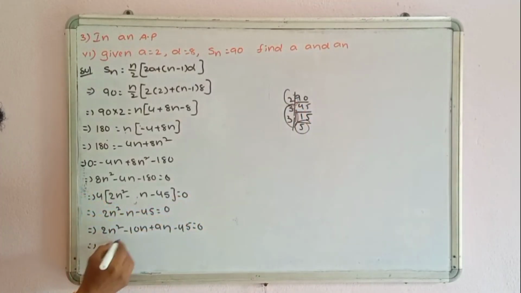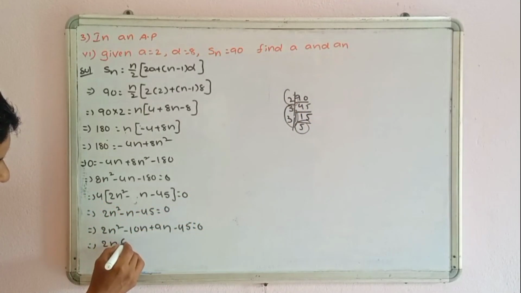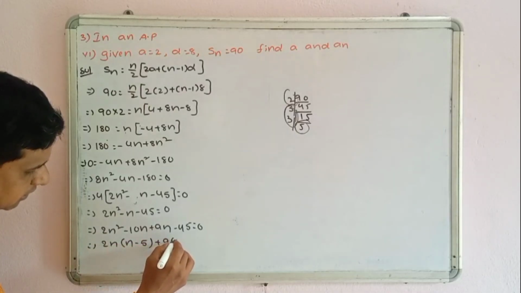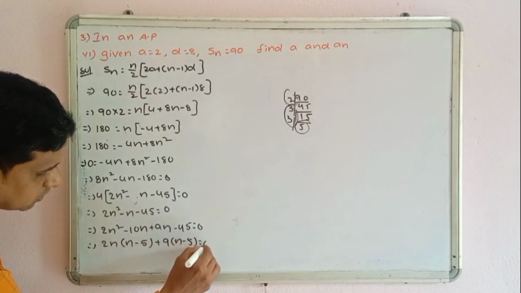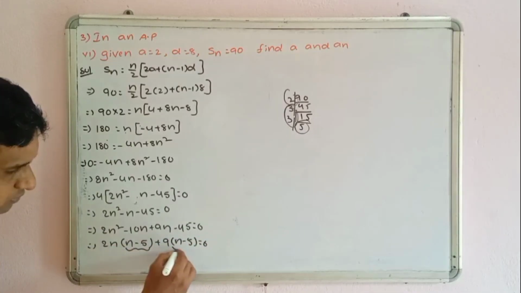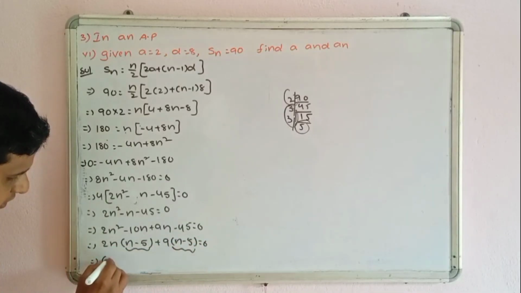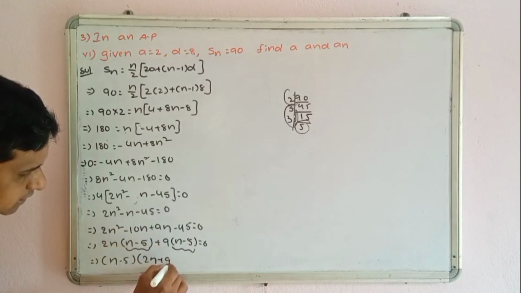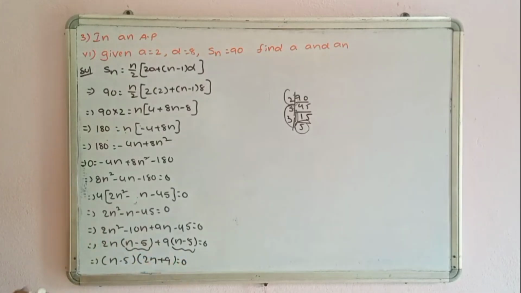So take 2n as the common in these two terms. 2n is the common. Still what is there? n minus 5. Here 9 is the common. 9 into n minus 5 equals to 0. Again here n minus 5 is the common term. So n minus 5 is the common. So still here 2n is there, here plus 9 is there, equals to 0.